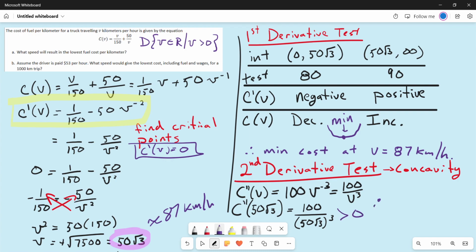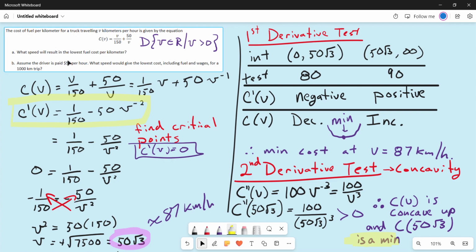You could say, therefore, C of V is concave up, so the actual value, C of 50 root 3, is a minimum. And that would give you as much proof as you would need.